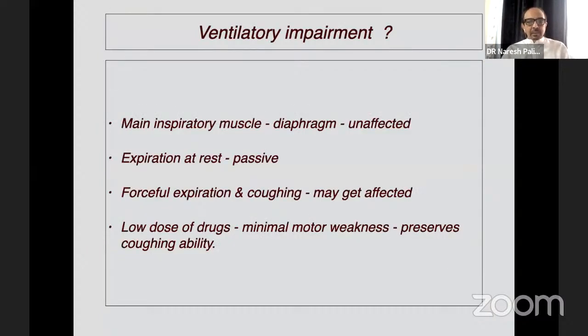The second issue, which is often raised about segmental spinal, is ventilatory impairment. Here, the main inspiratory muscle of respiration is the diaphragm, which is usually unaffected. Expiration at rest is a passive process, but forceful expiration and coughing may get affected because of paralysis of anterior abdominal wall muscles. But because of the low doses of drugs used, there's a preferential selective block that preserves the coughing ability, with minimal motor weakness.